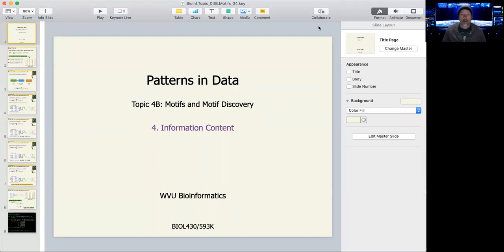Hello again. We are going to go through part 4 of motifs and motif discovery today. This is part 4 of 5 parts. This is a short one connecting us from entropy to information.